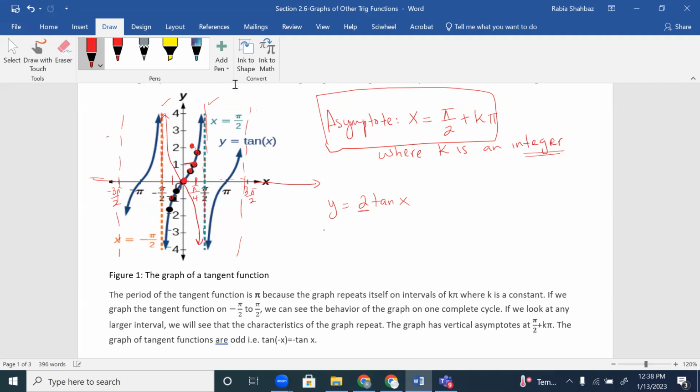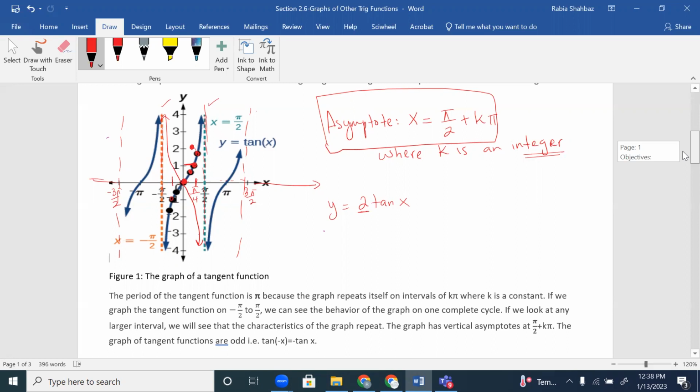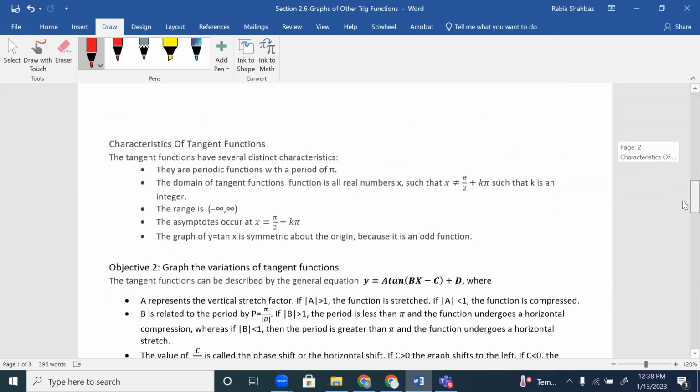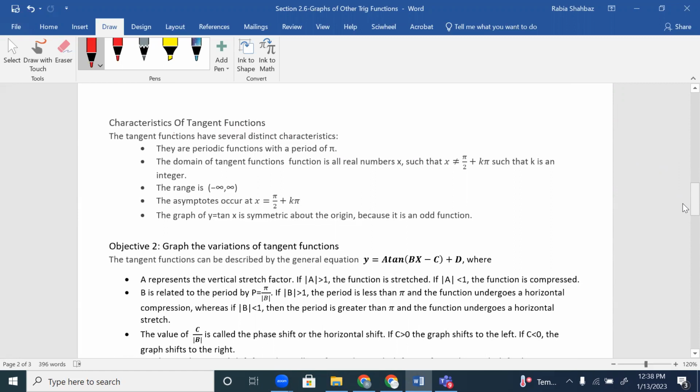Okay, so let's look at some characteristics of our tangent graphs. So we can see that they're periodic in nature. All trig functions are periodic in nature. This cycle just keeps repeating, and the period of tangent is pi. Just remember that. The domain is not all real numbers. It's all real numbers except for where you have the vertical asymptotes. So they're not continuous, unlike sine and cosine. The range is all real numbers, negative to positive infinity. What values we exclude are the values where we have the vertical asymptotes.